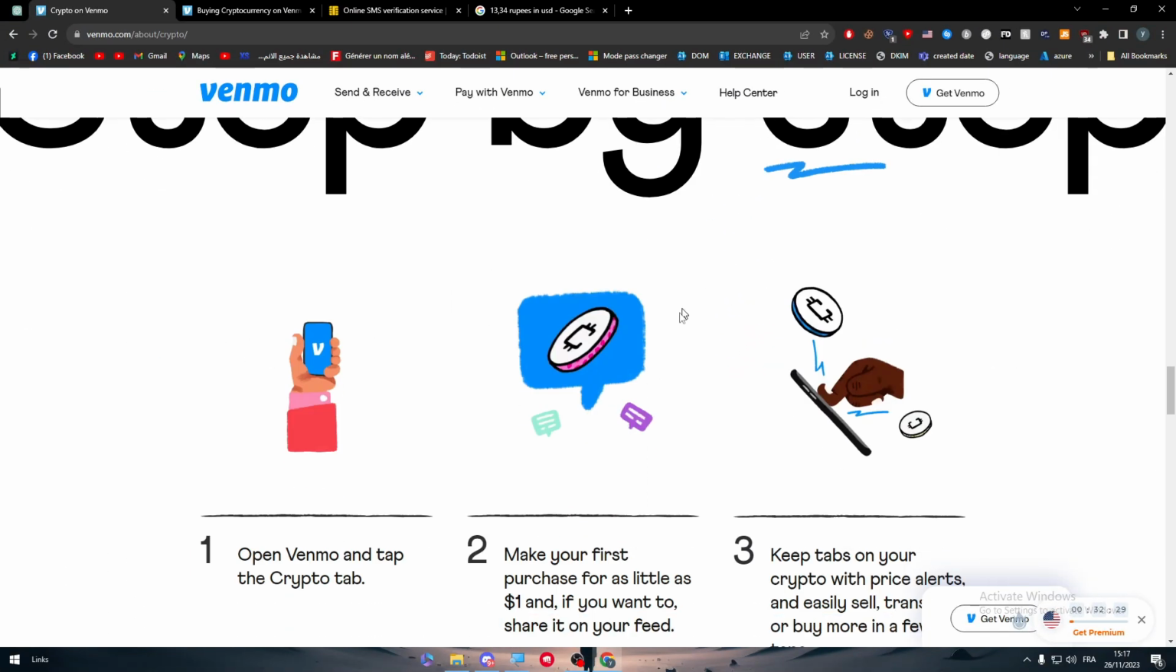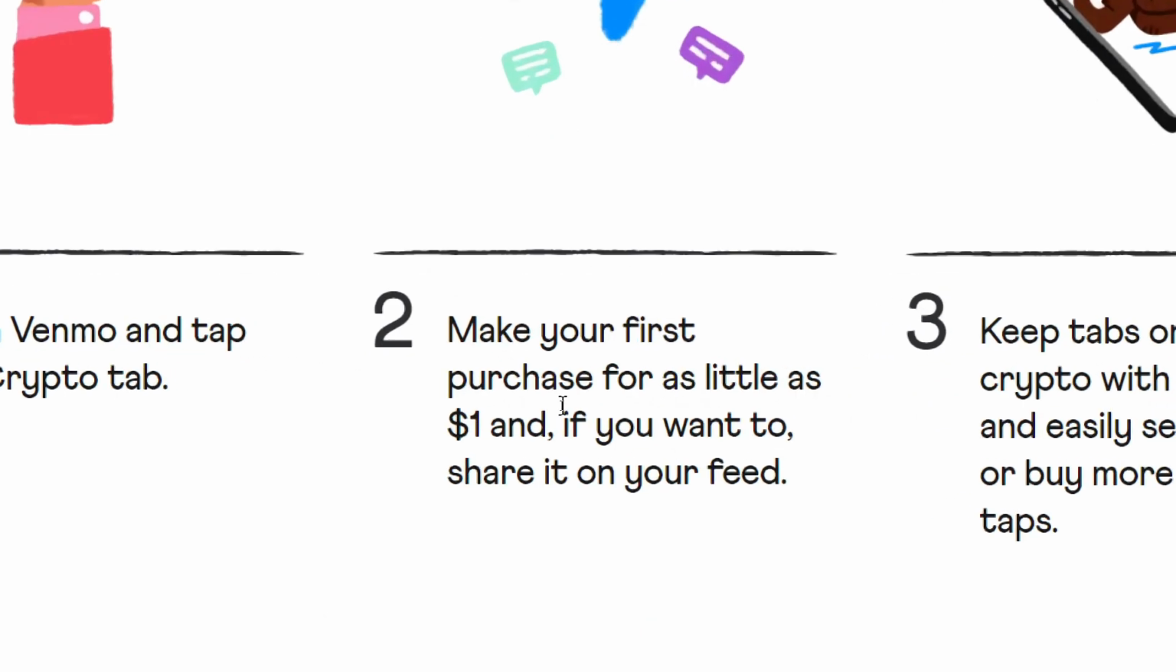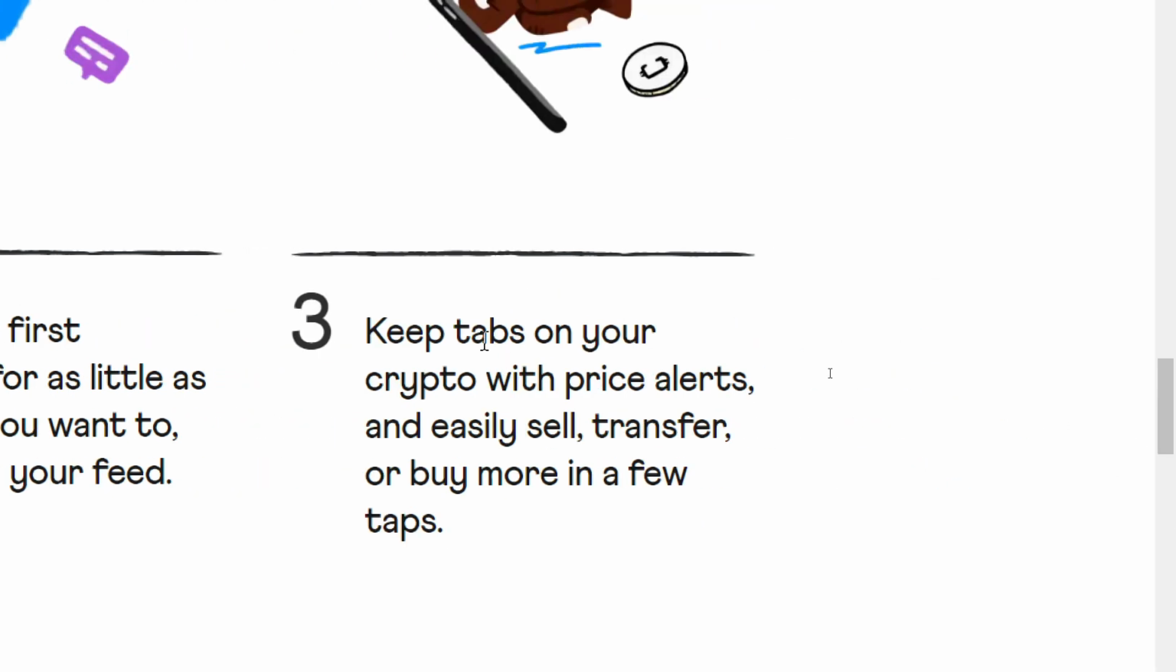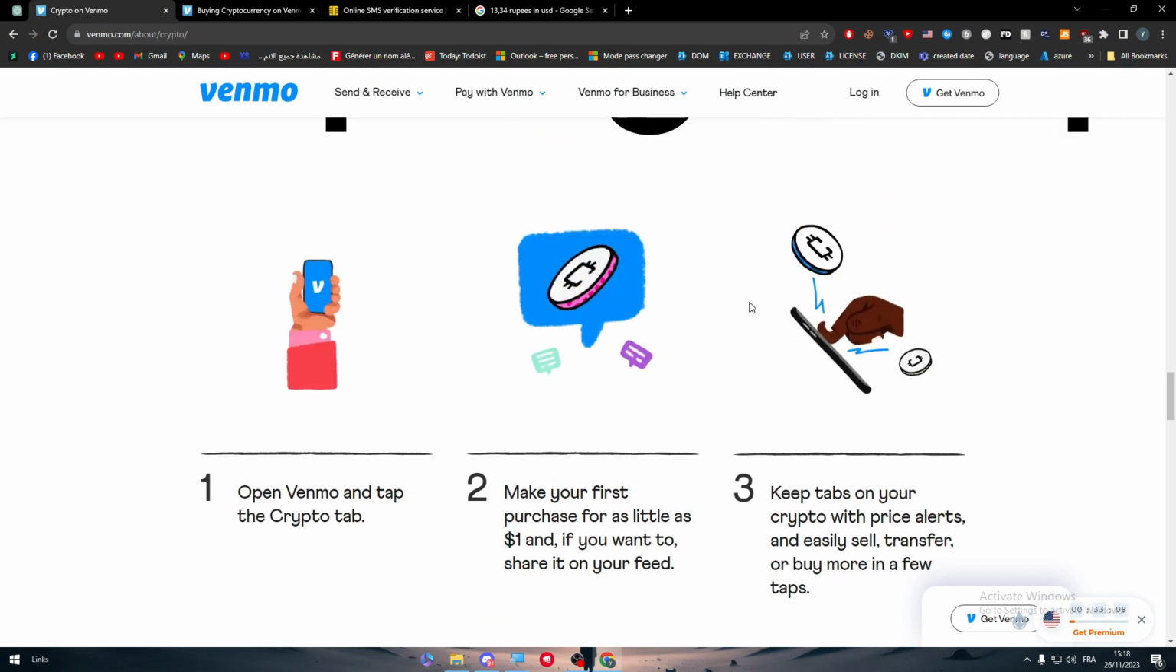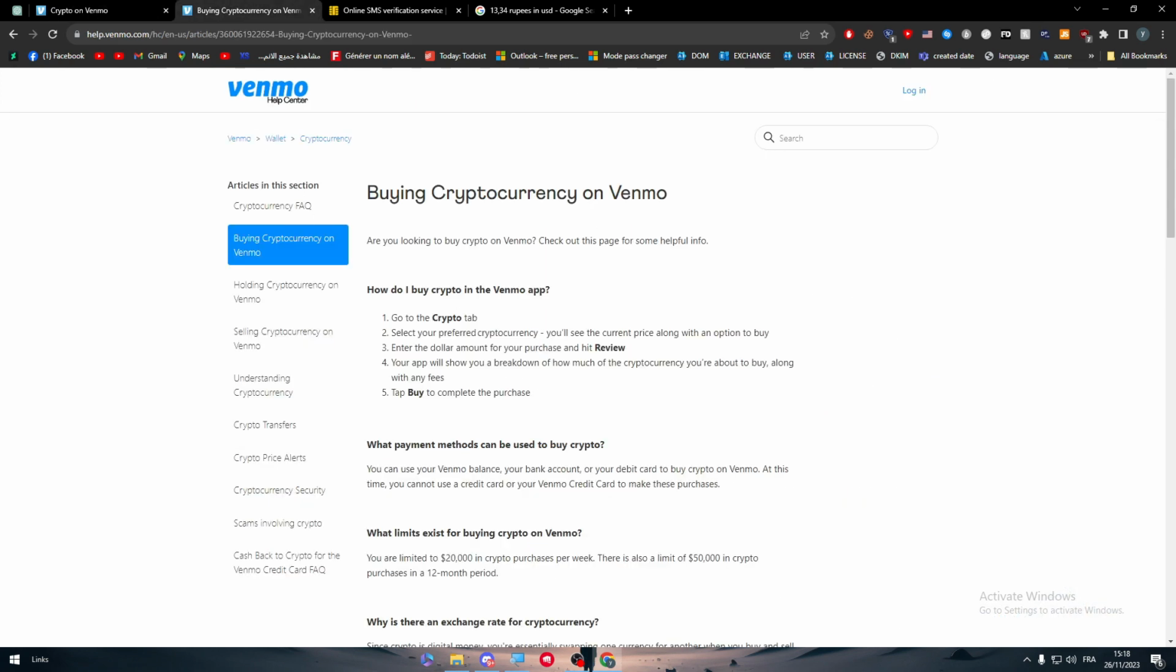Simply click on crypto and then make your first purchase for as little as $1, and if you don't want to, share it on your feed. Because it is basically like a community, not even a normal app. You can share feeds, share pictures, and etc. Then keep tabs on your crypto with price alerts, and easily sell, transfer, or buy more in a few taps. So, this is basically just a brief about how to buy USDT in Venmo. Now let's get into details.